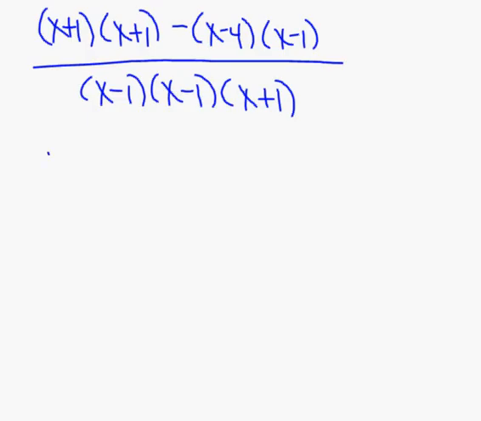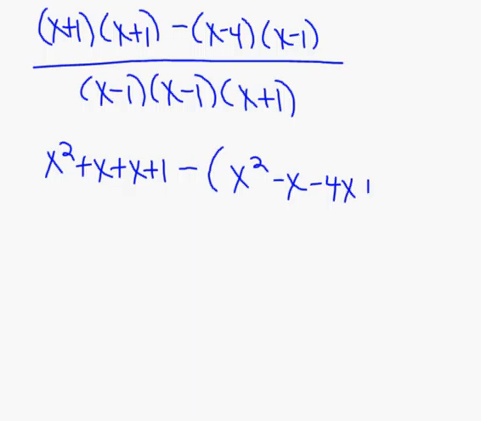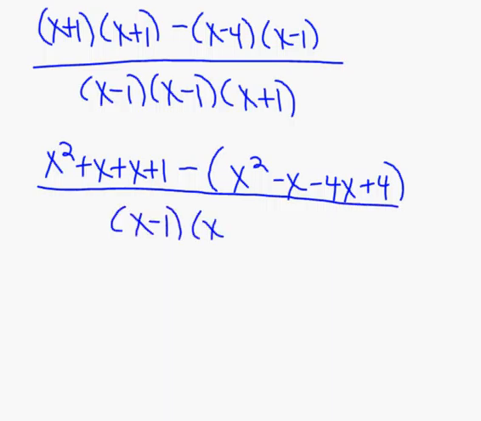x times x is x squared. Outer is plus x, inner is plus x, last is plus 1, minus, because that's a subtraction, I'm going to put parentheses there because I need to change all my signs after I do the multiplication. So again, I'm going to FOIL. First is x squared, outer is minus x, inner is minus 4x, and last is plus 4 over my common denominator of x minus 1 times x minus 1 times x plus 1.